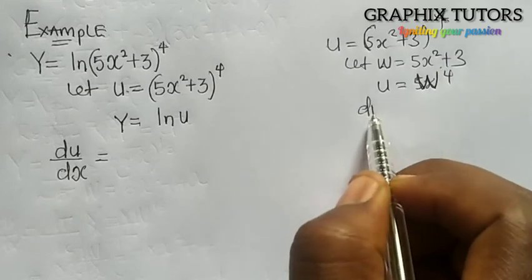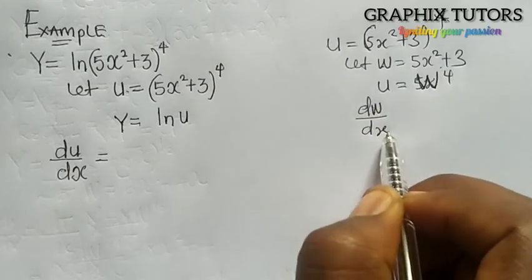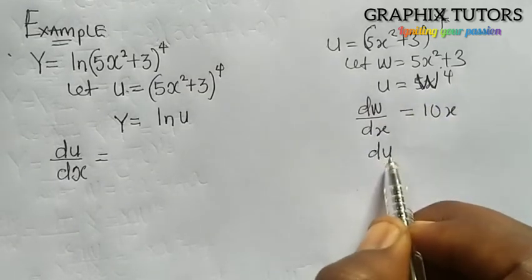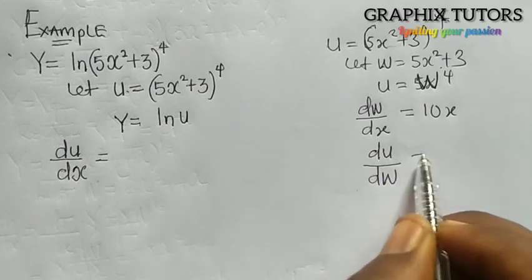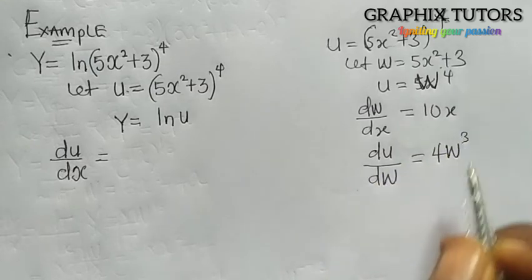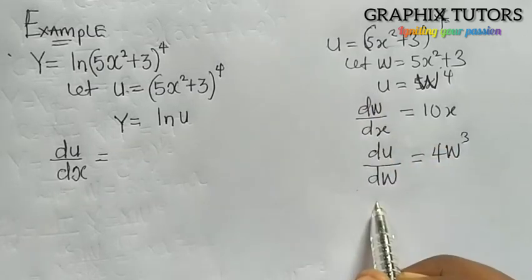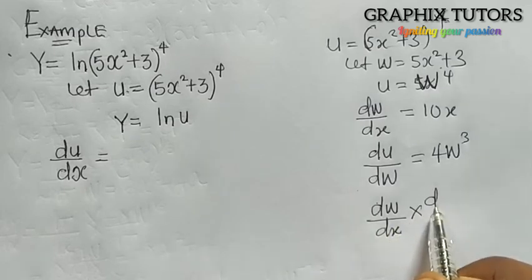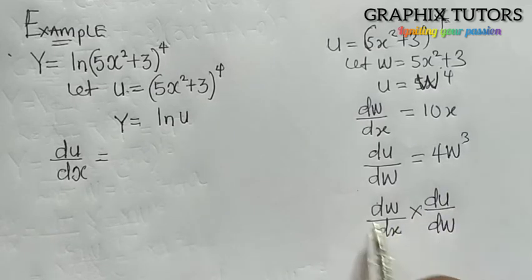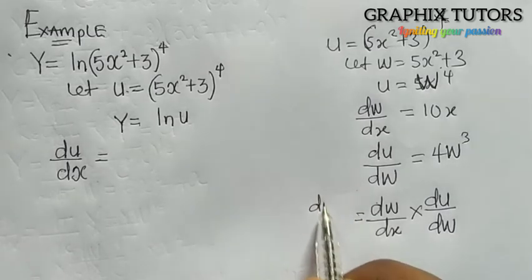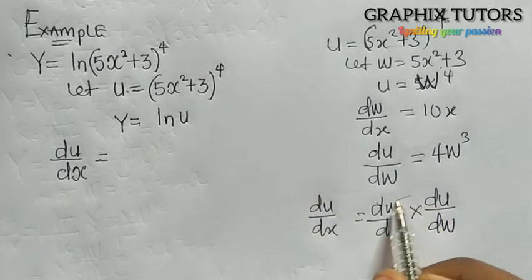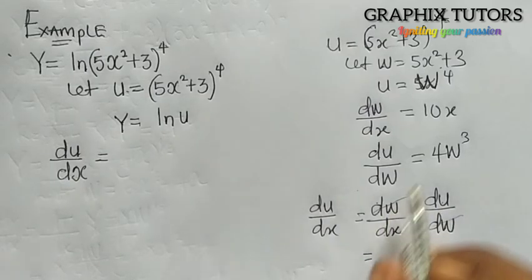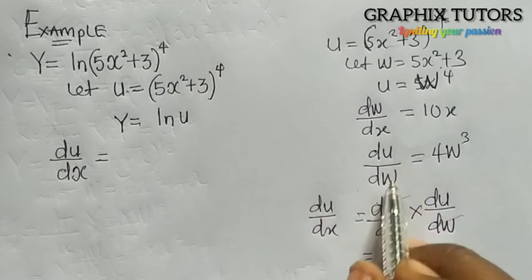So I'll say that my dw all over the dx will give me 10x, right? And my du all over the dw will give me 4w cubed. So if I multiply both of them, dw over dx multiplied by du over dw, that will give me du over dx, because dw cancels dw, we are left with du over dx. So what is my dw over dx? That is 10x. What is my du over dw?